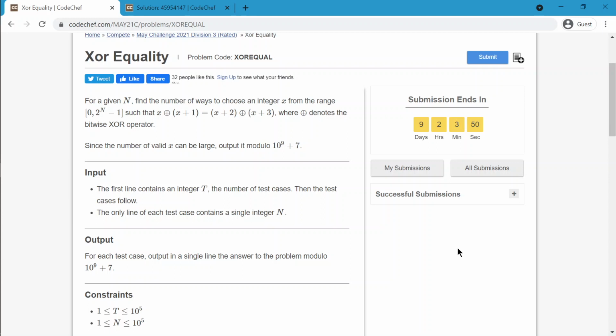Today I'm going to discuss XOR equality, which is problem number three of the May Long Challenge on CodeChef. Okay, so without wasting your time, let's start.